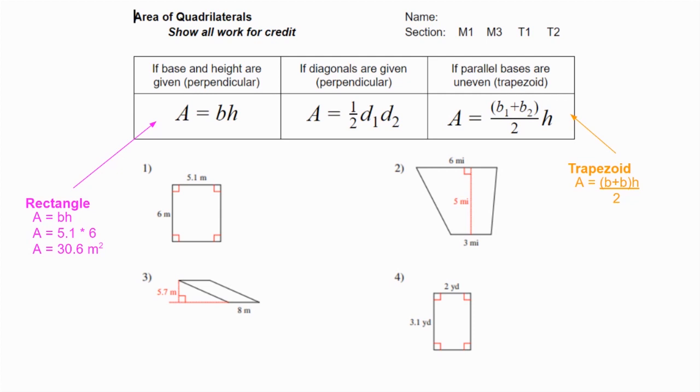So when I plug in my 2 bases, I'm going to plug in 6 and 3, or 3 and 6, it's the same thing. I'm going to add them to get 9. Then I'm going to multiply it by the height, which is 5, and then divide by 2. So 22.5. In this case, miles squared, or square miles.